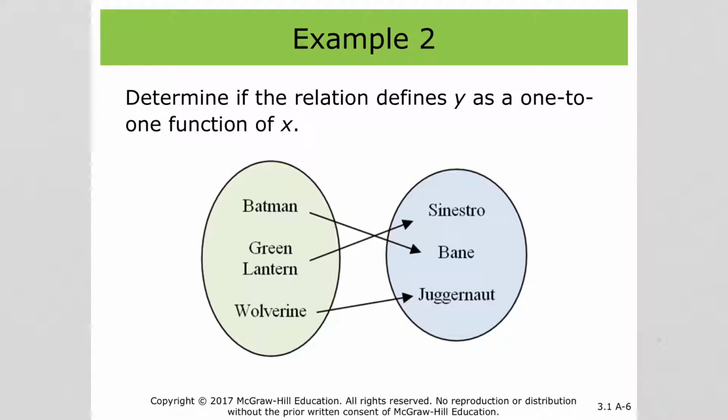Okay, same thing here. If there are two y values, or if you had, say, two things mapping to the same bubble for our y values. But in this case, we do not. There's only one arrow going to each y value, so that means that we are one-to-one.